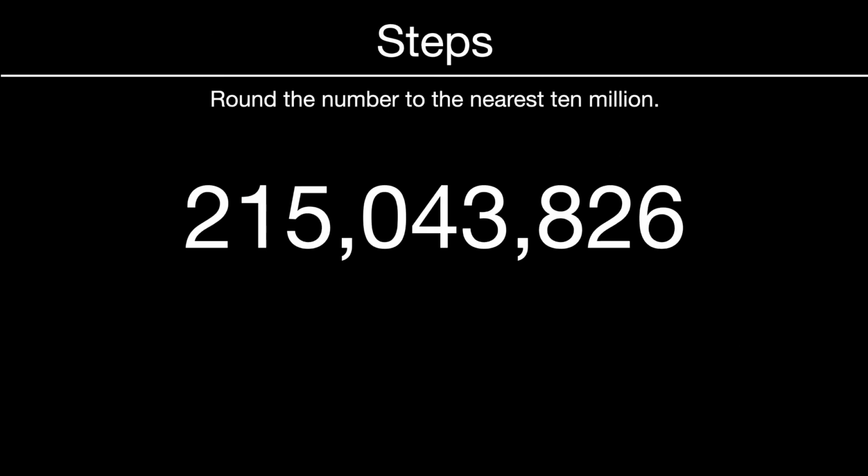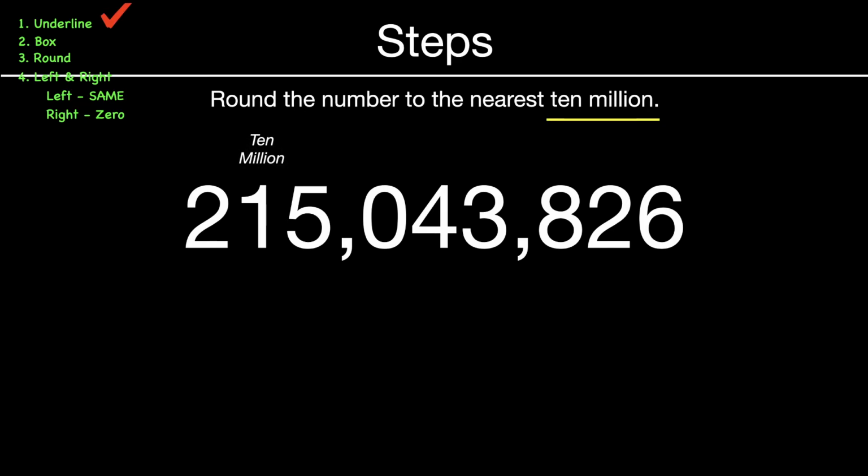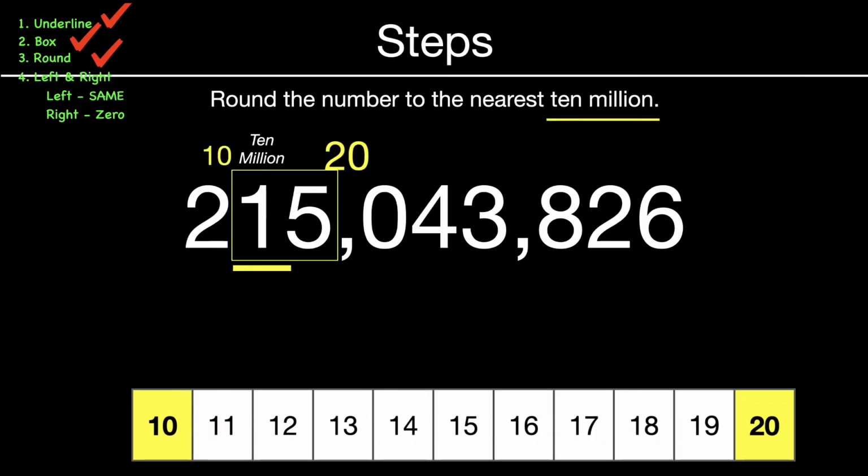Now let's look at the steps again. The directions: round the number to the nearest 10 million. So let's put our steps in the top corner there, and let's just get started. First step is to underline, but what do we underline? Well, the directions say the 10 million. The 1 there is in the 10 million, so we underline. Then we box that and the next digit over. Then we round the 15. 15 is in between 10 and 20. It rounds to 20. We'll just again look at that on a number line. There's the 15.